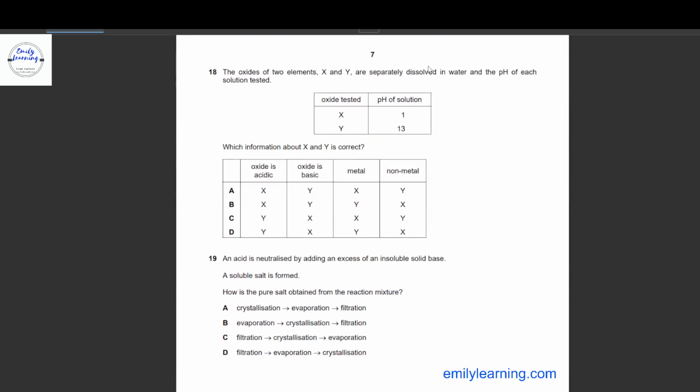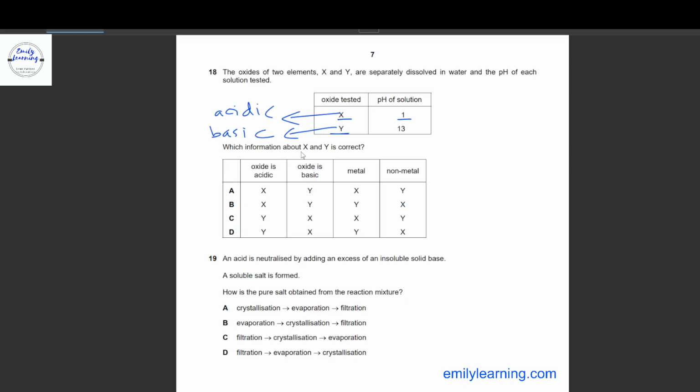Number 18, the oxides of two elements X and Y are separately dissolved in water and the pH of the solution are tested. So when you dissolve oxide X in water, you have a pH of 1. So it tells you that X is an acidic oxide. Okay, oxide of Y, when it dissolves, you have a pH of 13, which is a high pH. So we know that it is a basic oxide.